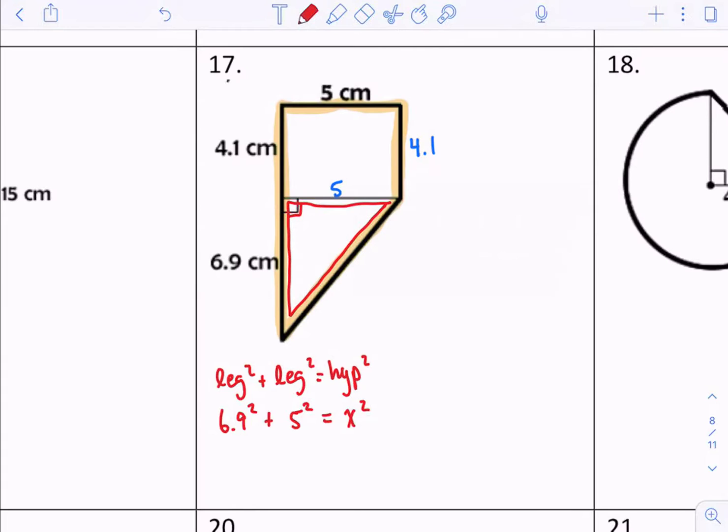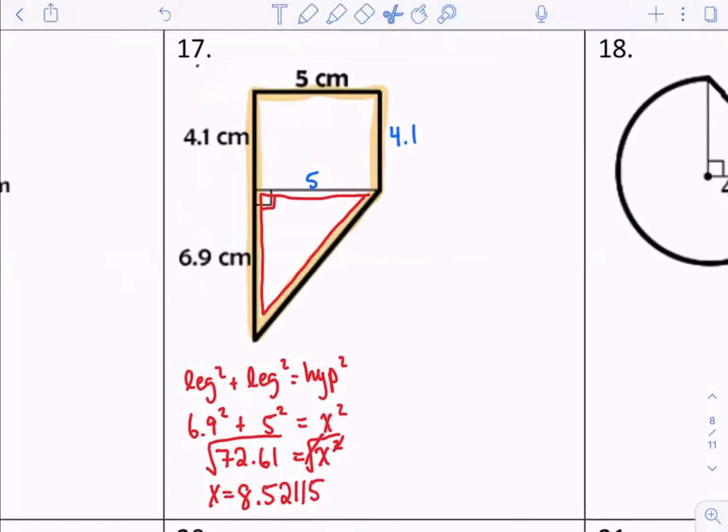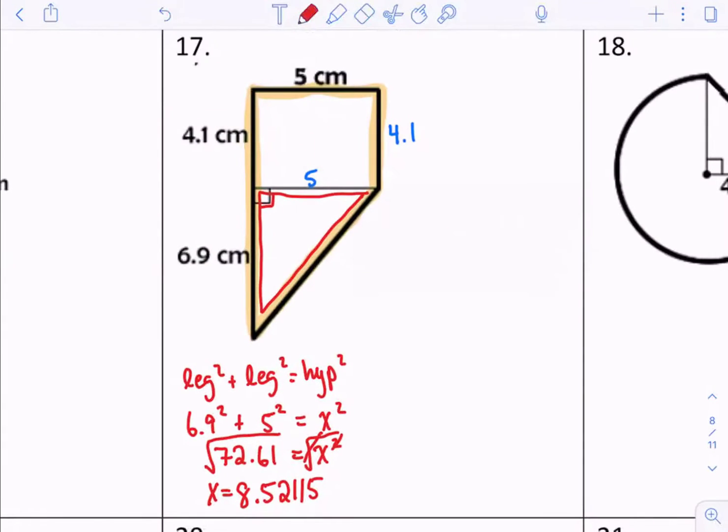Okay, 6.9 squared is 47.61. Plus 25. Yep, 72.61. The square root key looks like a check. It takes away that 2. The square root of 72.61 is approximately 8.52. We'll write it all out to find that missing side. So that's what this represents.